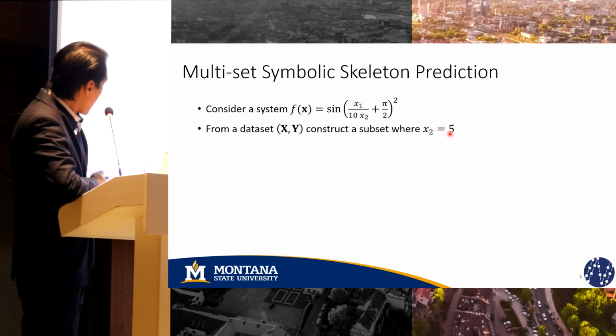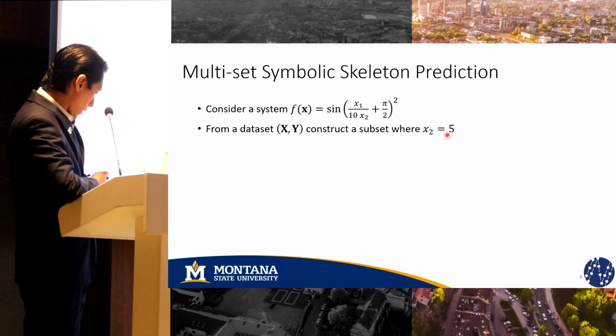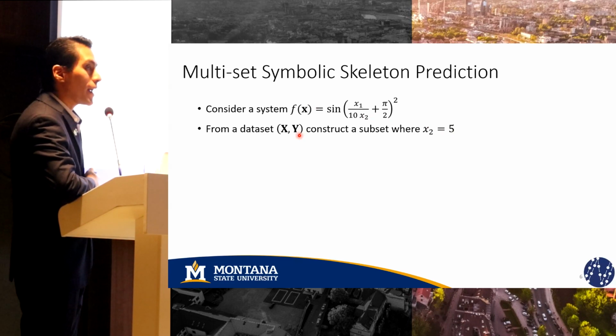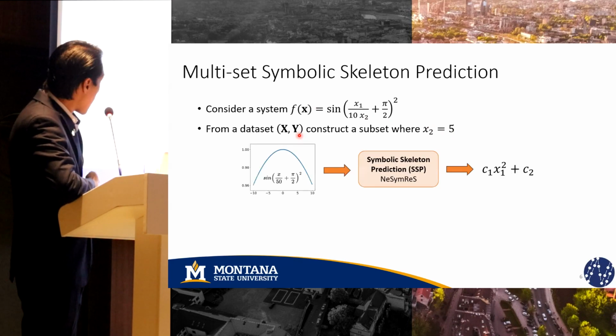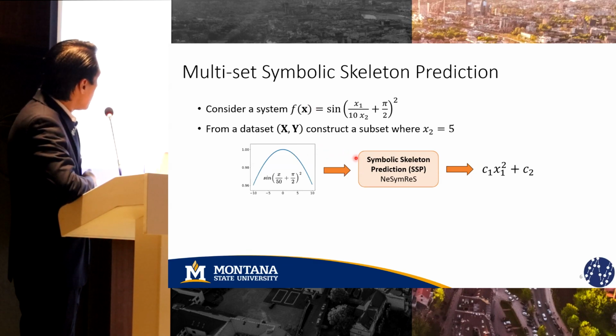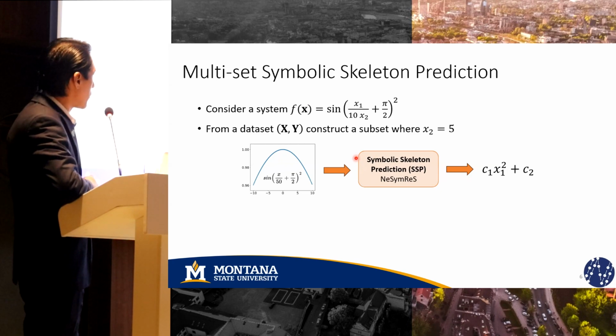So I can grab from this data set just the samples in which the variable x2 is equal to 5. That means that I can create a subset, and I can plot that subset as you can see here. If I use this subset as an input to a symbolic skeleton prediction method like NeSymReS, which is a work that was proposed by Luca Biggio in 2021, I can obtain the corresponding skeleton.